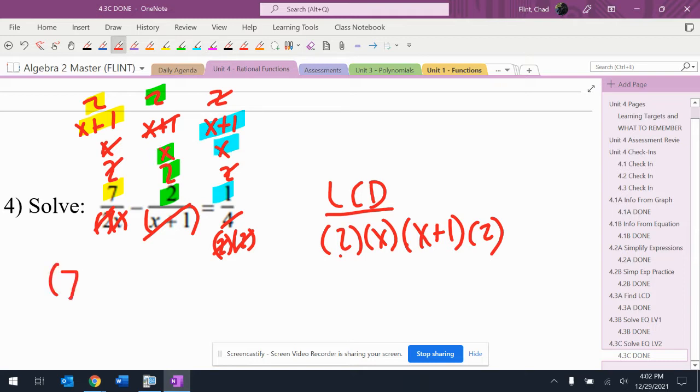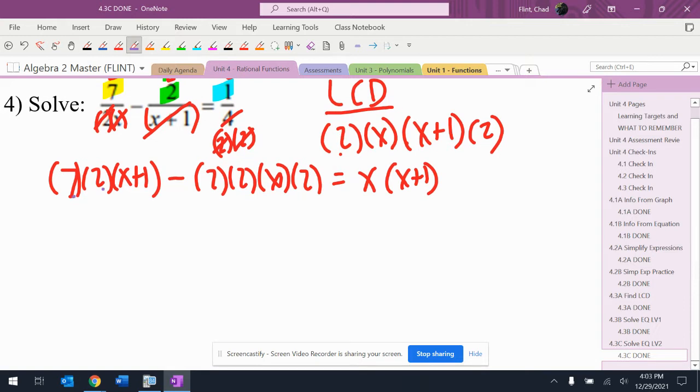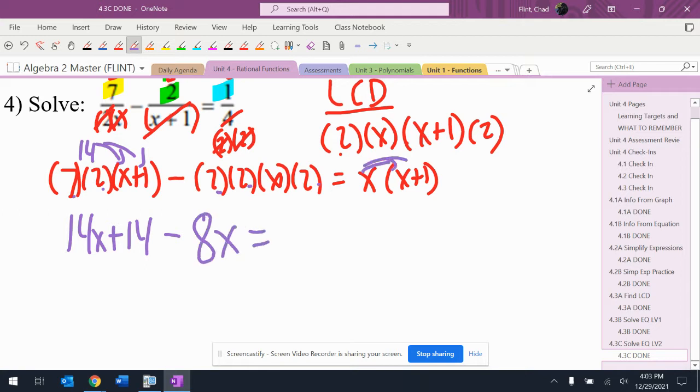All right, so I have 7 times 2 times (x plus 1) minus a 2, an x, and a 2 equals, I have a 1, so I don't need that, I have an x and an x plus 1. So I got a whole bunch of stuff going on there. 7 times 2 is 14, and then I would distribute that, and I'd get 14x plus 14 minus 2 times 2 times 2 is 8, so minus 8x equals x squared plus x.